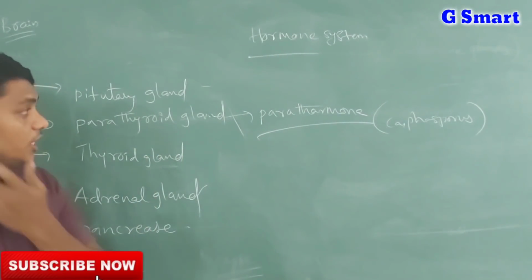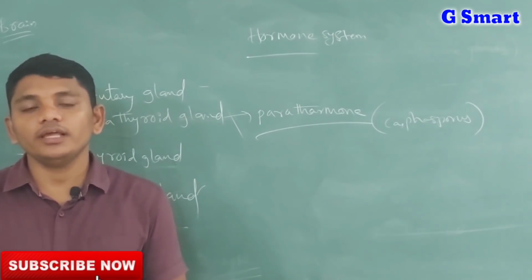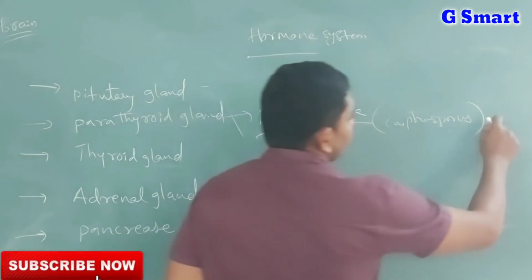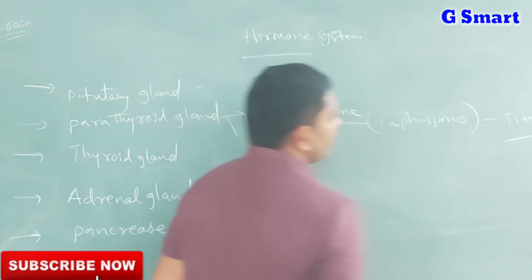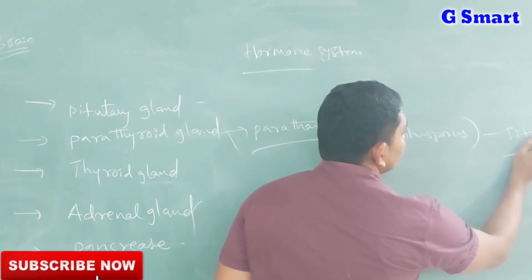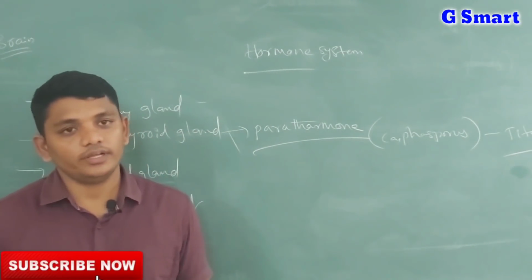If the parathormone hormone is high in the body, then some disease may occur. That is called tetany. Tetany is a disease that occurs when the parathormone hormone is high in the body, right?